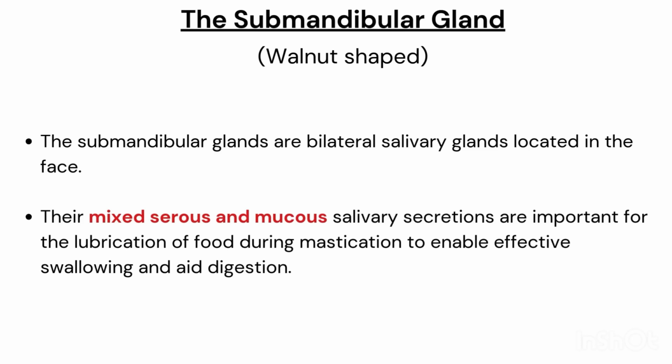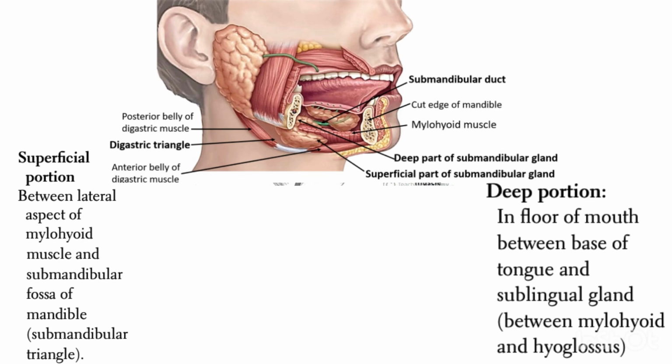Submandibular glands are walnut shaped and they are also bilateral salivary glands located in the face. There is always a confusion whether submandibular is the mixed or sublingual is the mixed. So submandibular has M, so M for mixed. So it has both serous and mucous salivary secretion, which helps in lubrication of food, that ultimately helps in swallowing and digestion. Submandibular gland is divided into two portions, a superficial portion and a deep portion.